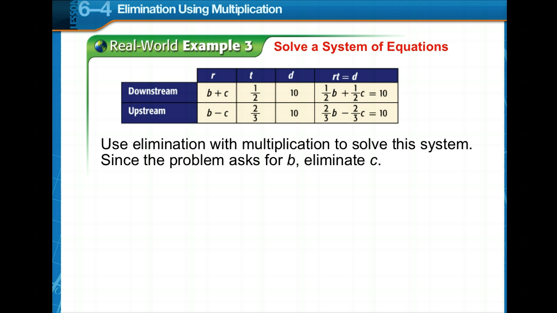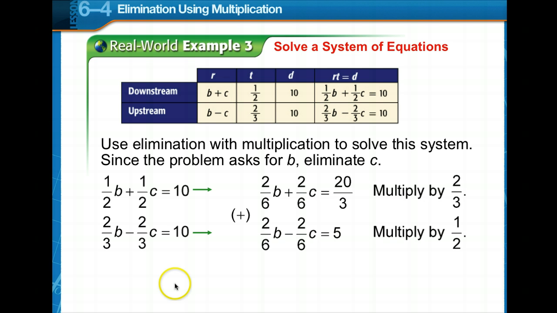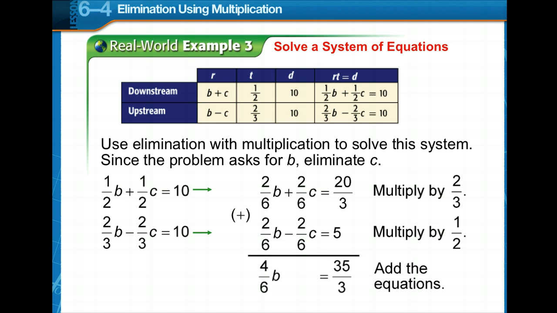We're going to use elimination with multiplication to solve this system. So since the problem asks for B, let's eliminate C. So we're going to multiply the first equation by 2/3, the second equation by 1/2. We're going to have 4/6B is equal to 35/3. Take just a moment. You remember how we solved for B? What do we have to do?